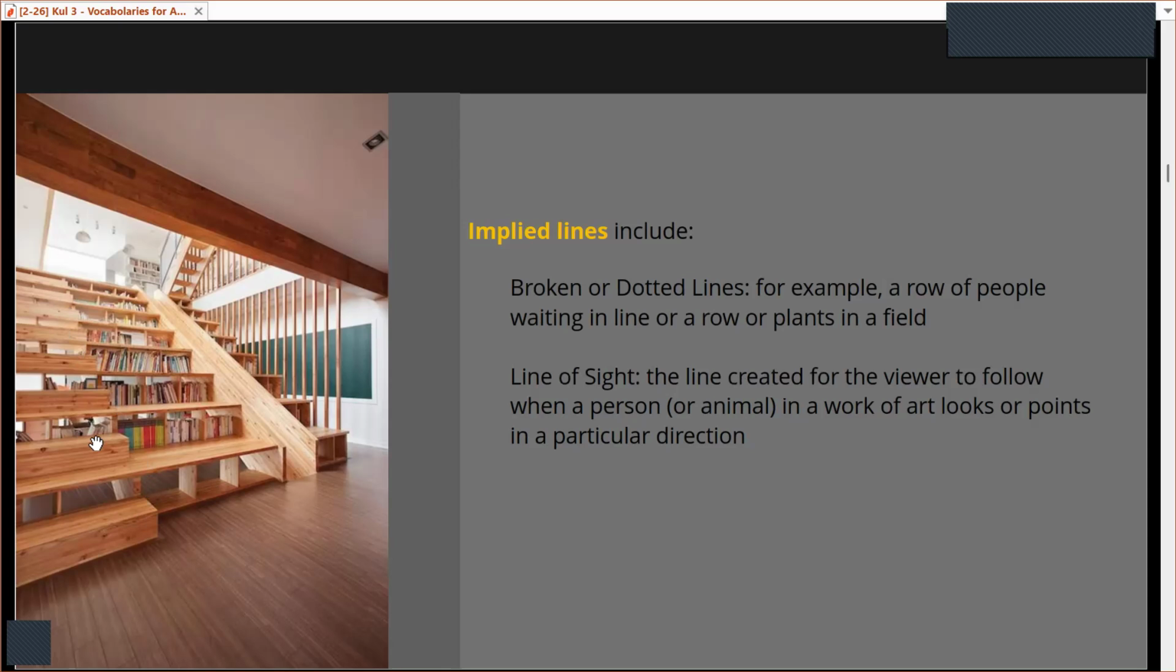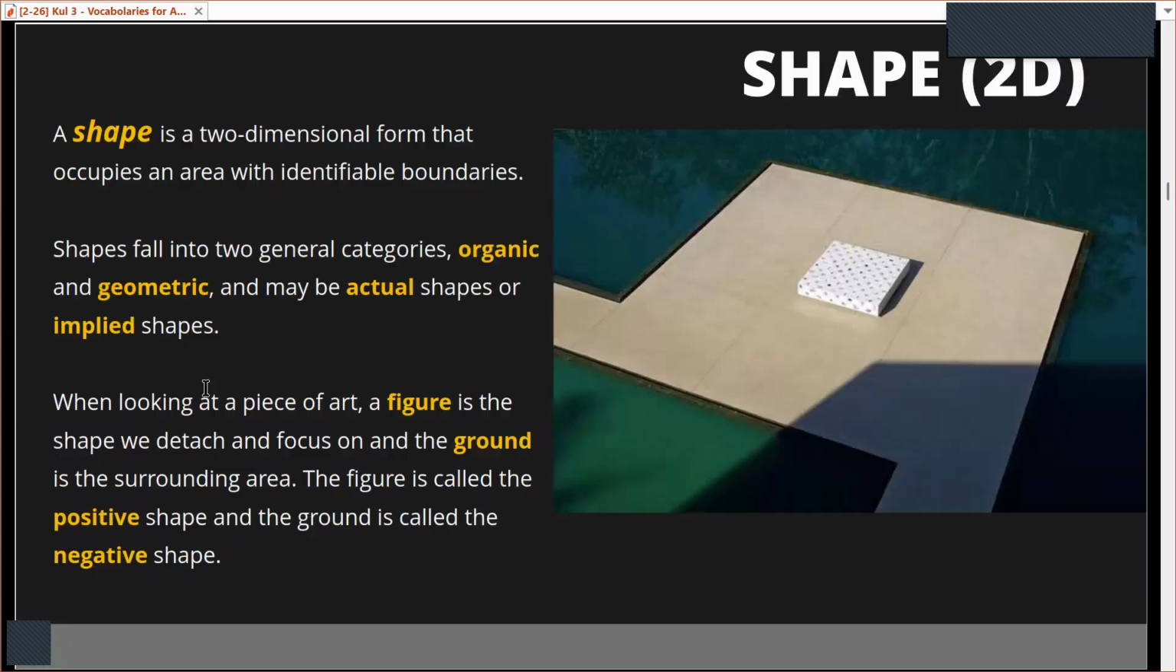Implied line, because there are actually no lines here, right? But this one, is it an actual one or an implied line? This is actual. So you know the difference? Now, you as an architect can combine the two. If you stick with lines, you can combine the implied and also the actual one.